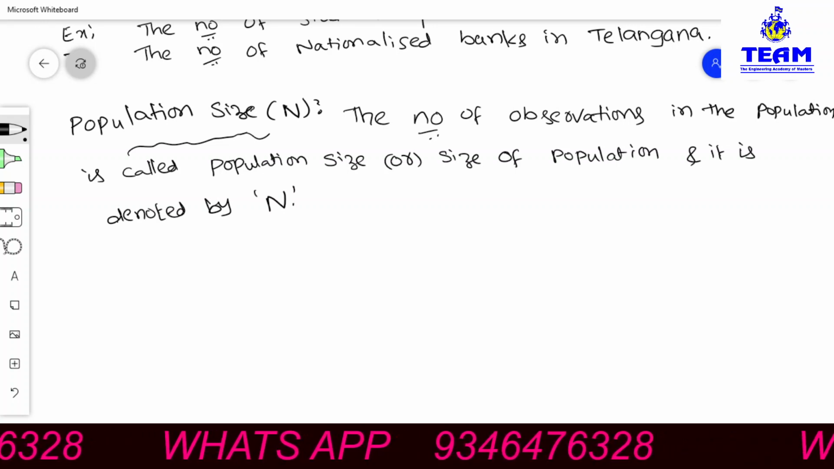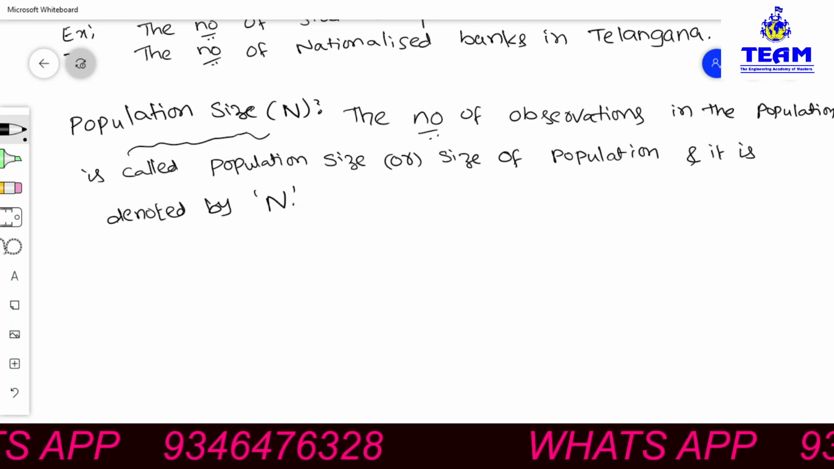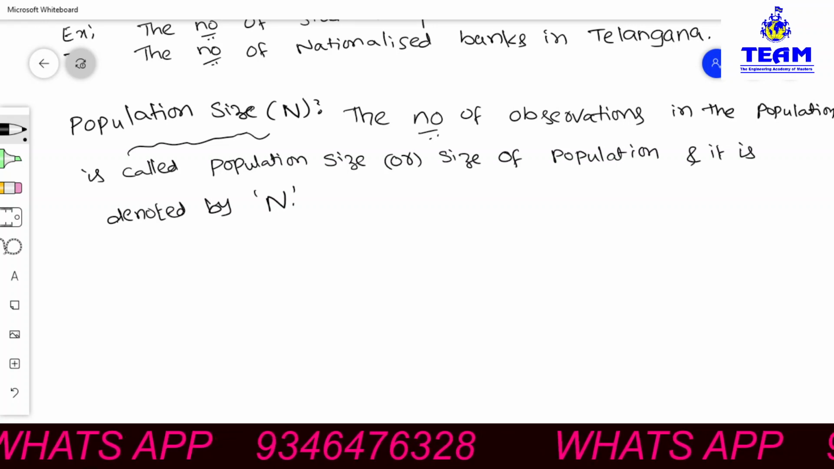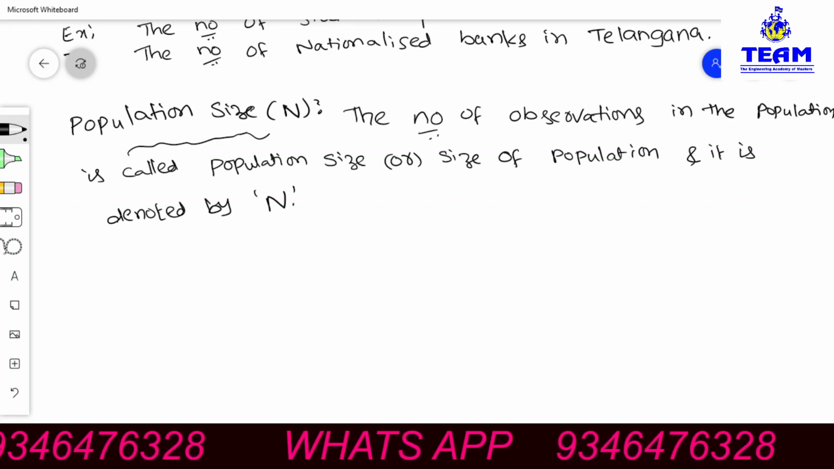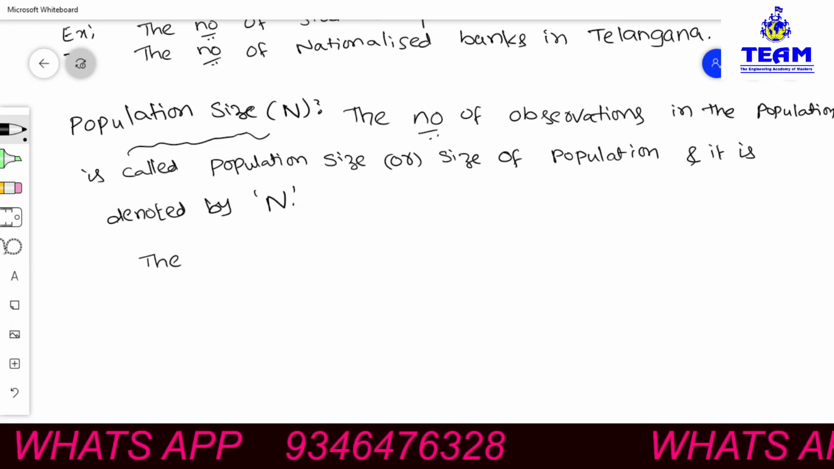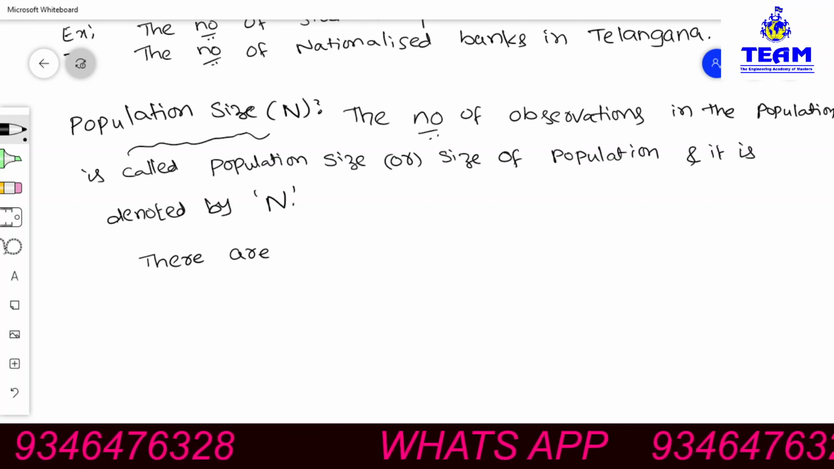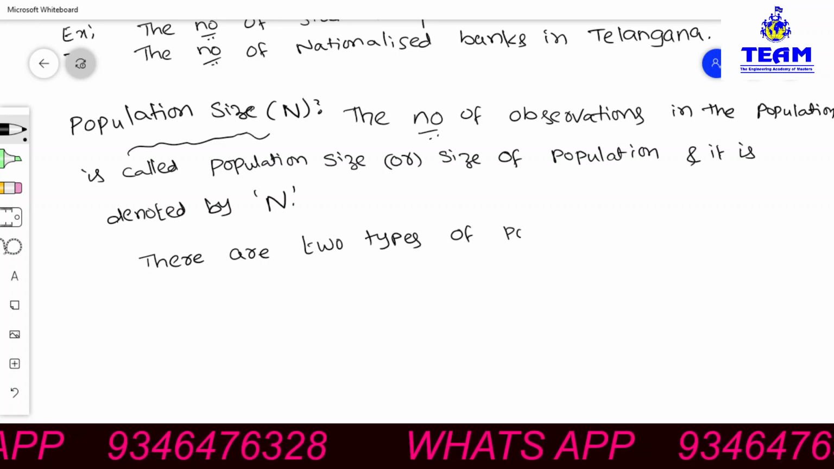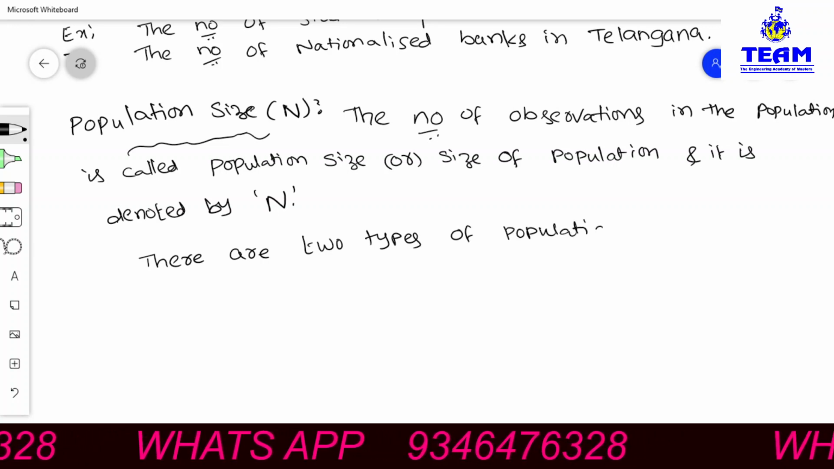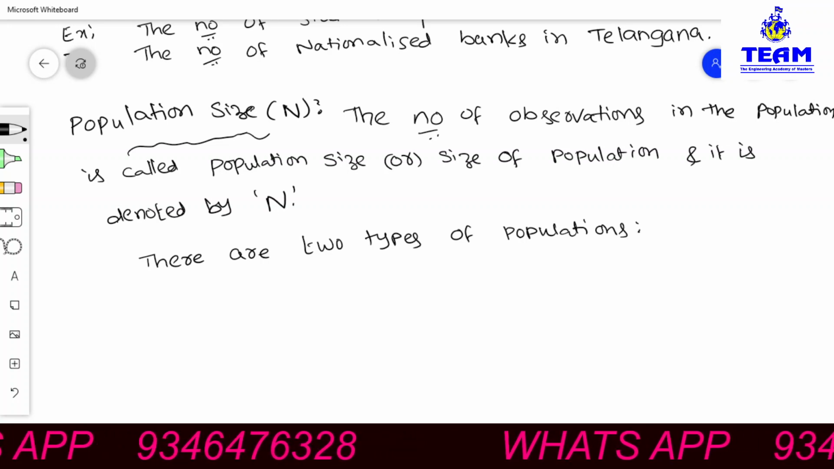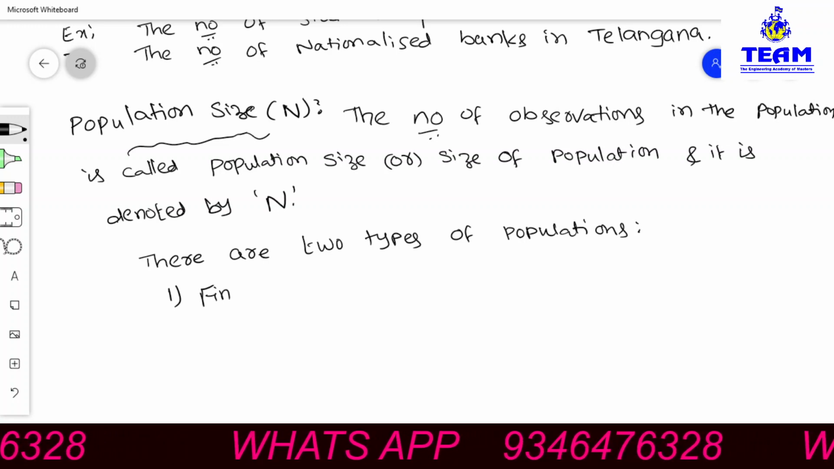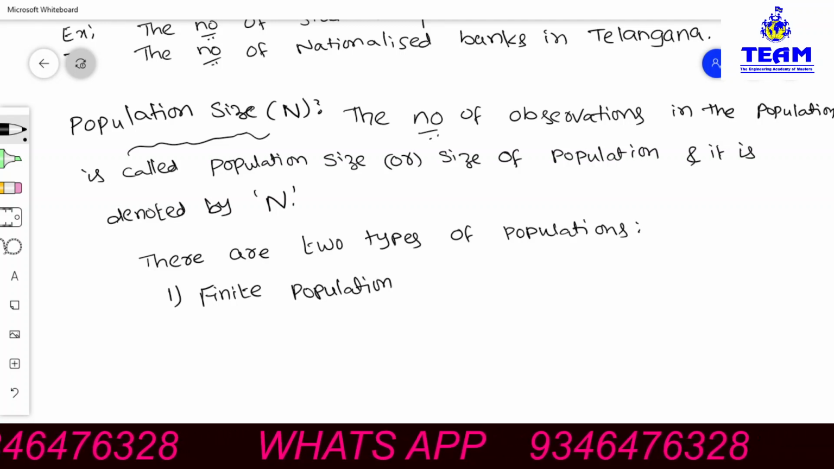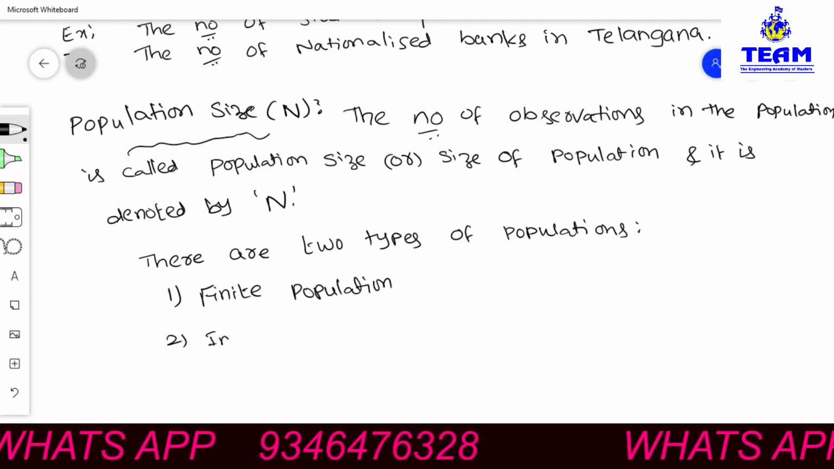Based on this, we are having two types of population, which are finite population and second one is infinite population.